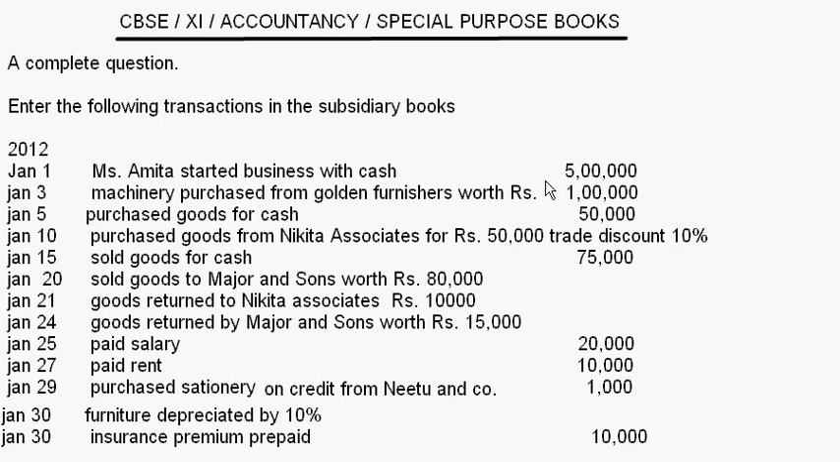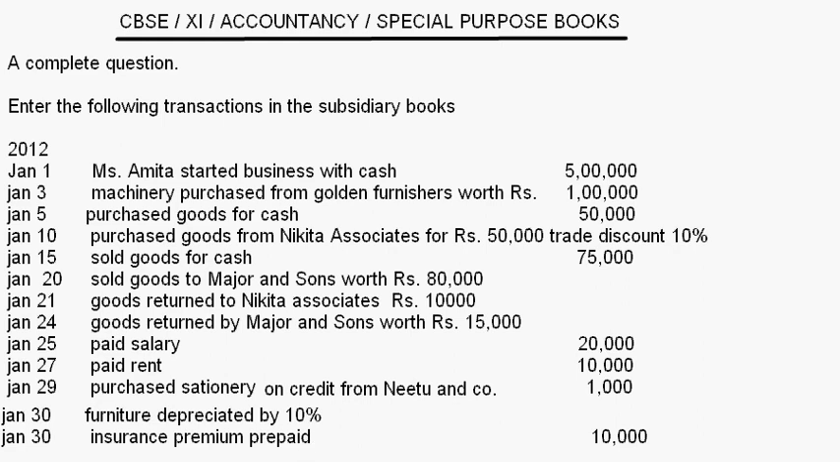Mrs. Amita started business with cash, machinery purchase from Golden Furnishers, purchase goods for cash, purchase goods from Nikita Associates for ₹50,000, trade discount 10%, sold goods for cash ₹75,000, sold goods to Major and Sons worth ₹80,000, goods returned to Nikita Associates ₹10,000, goods returned by Major and Sons worth ₹15,000, paid salary, paid rent, purchased stationery on credit from Neetu and Company, furniture depreciated by 10%, insurance premium prepaid.